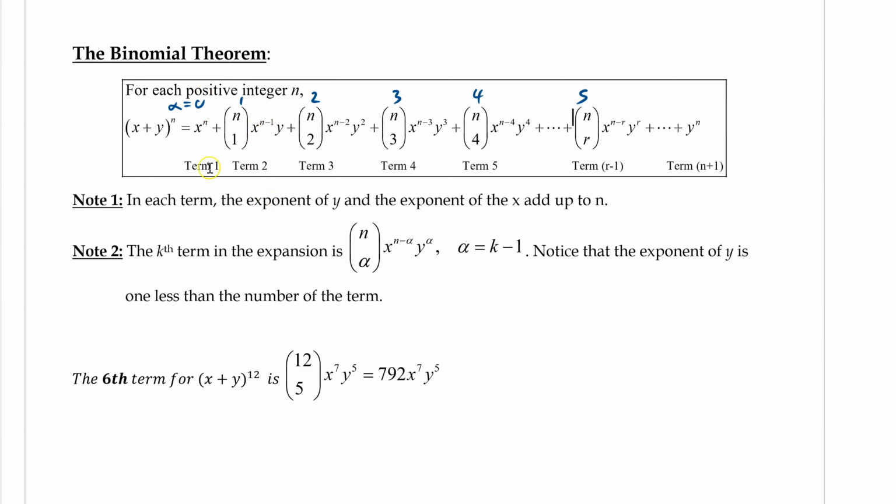And if you notice, for term 1, we plugged in 0. For term 2, we plugged in 1. For term 3, we plug in 2. So our alpha is actually 1 less than whatever term we're on. So if you want the 6th term, you're plugging in 5, like this. So if we have the 6th term for x plus y to the 12th, we know our degree is 12. So we would be plugging in 5 for it. And so 12 take away 5 is 7, and then it's 5. We plug it in, and we would end up with this.